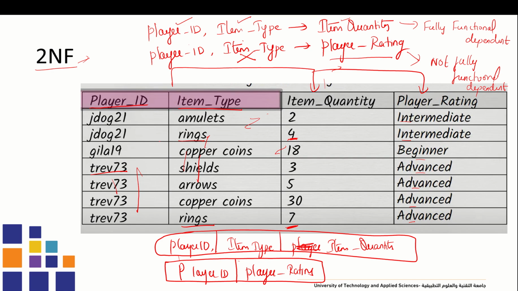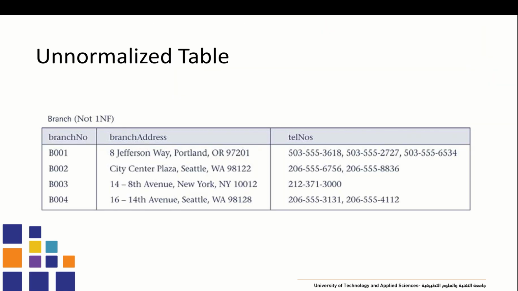Okay, so this is how you have to convert into second normal form. Now let's take another example. This is an unnormalized table. You have to convert it into first normal form. What is the condition for first normal form? No repeating groups, and the attribute should not have multiple values.